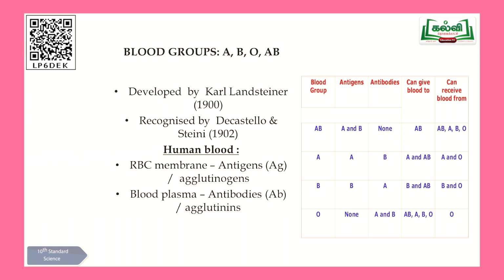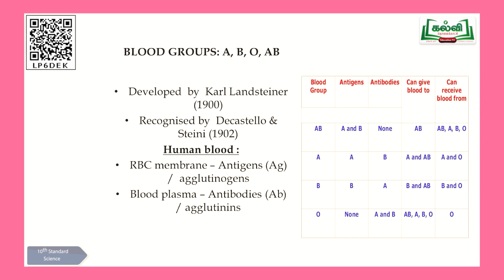That's why you belong to AB. Suppose you belong to O, that means the outer membrane of RBC will have no A and B antigens, and inside the plasma there will be A and B antibodies. Is that clear, children? The person who has AB can donate blood only to AB, but he can receive from any person, A, B, O and AB.